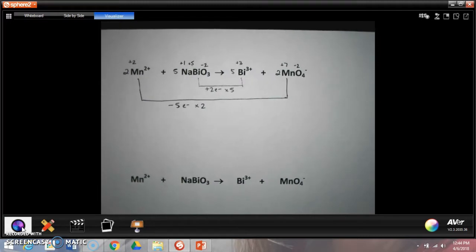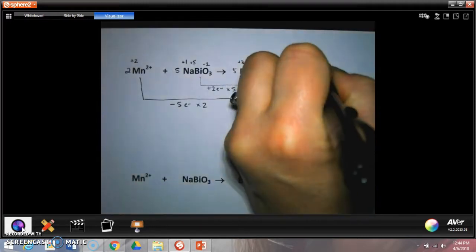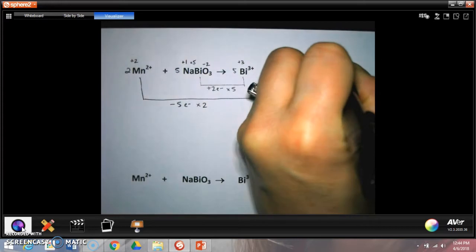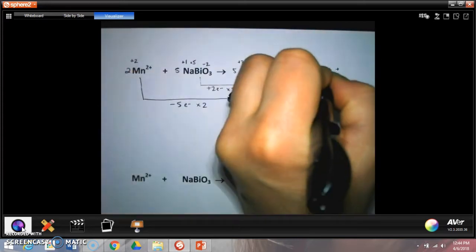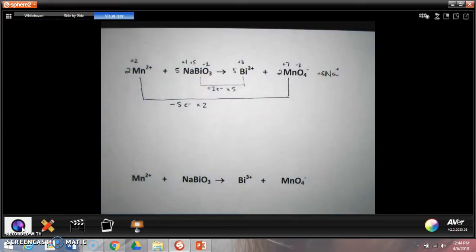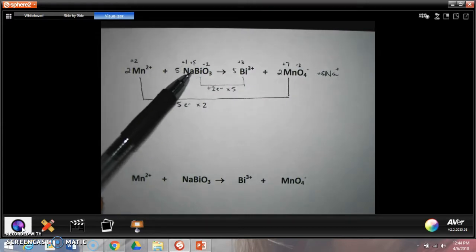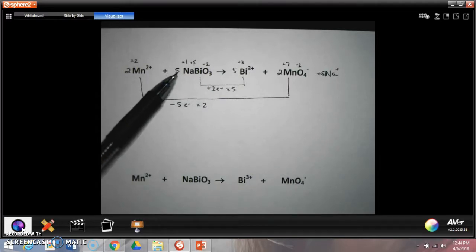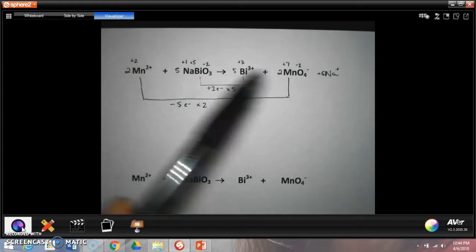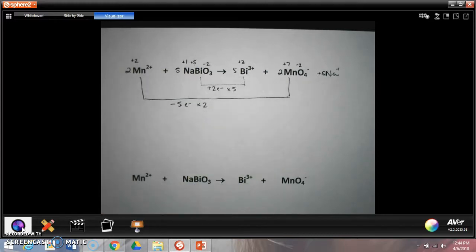And, oops, I've got Na here. I'm just going to add Na plus over here. How many of them do I need? I need 5 because I didn't take it out of that side. So this really could be written as BiO3 minus 1. But since I had the Nas on the reactant side, I better keep the Nas there on the product side. I just forgot to put that in.